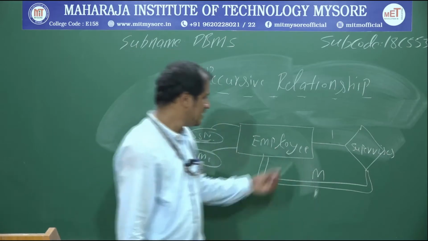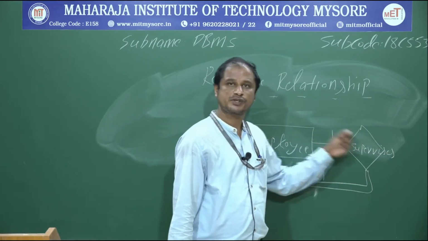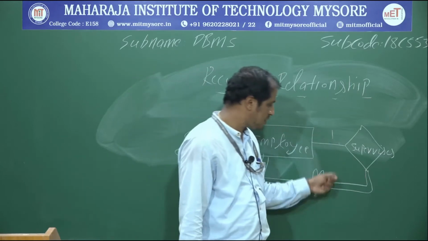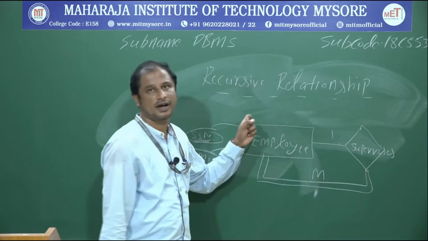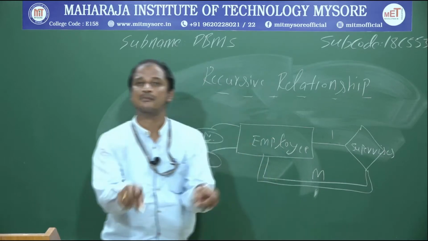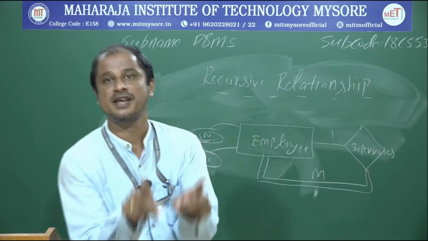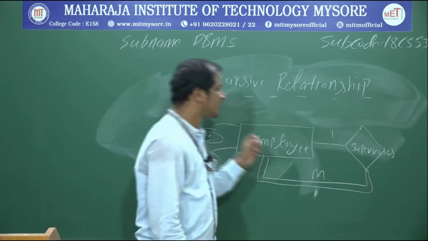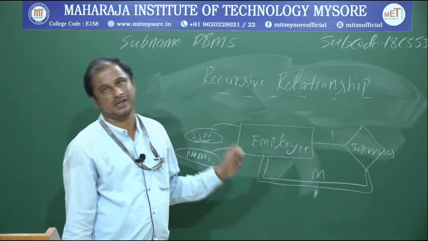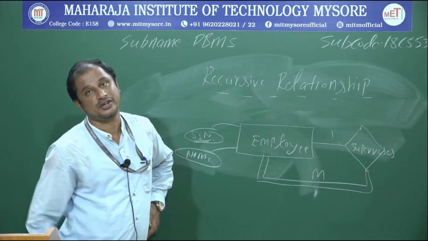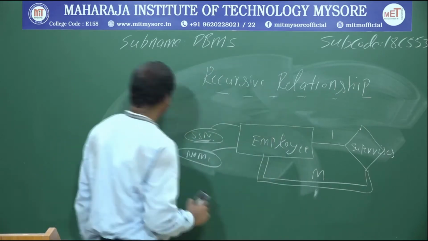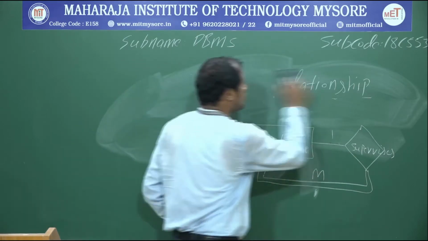So here, see that. One employee supervises many employees, right? Calling the same entity set is called a recursive relationship.